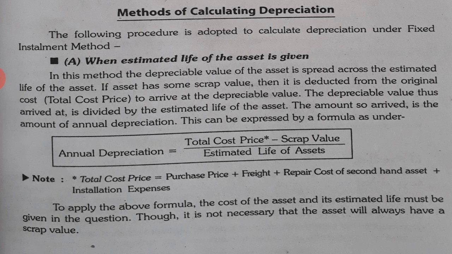If a machine is purchased on 1st April, then from 1st April to 31st December, the total period of time is 9 months. So depreciation will not be charged for 12 months. That will be charged only for 9 months because the machine was in use for 9 months. So this point has to be noted and you have to keep it in mind while solving numerical problems. We'll see today.